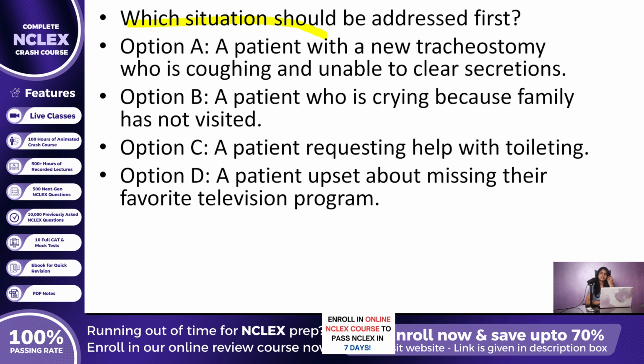The correct answer is option A, the patient with a new tracheostomy and airway obstruction. Airway patency is the most urgent physiological need. Family issues, toileting, or emotional comfort can only be managed after the airway is secure.